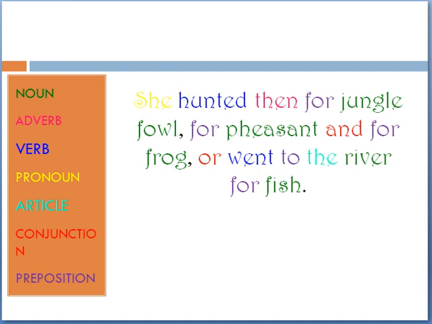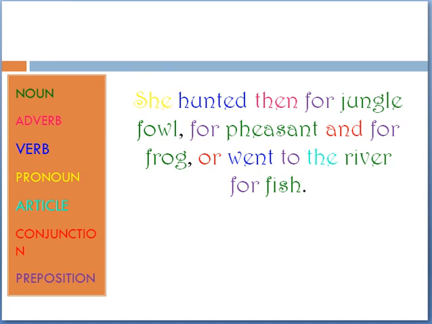And is a conjunction. It is joining the first two naming words, that is jungle fowl and pheasant, and the third naming word, that is frog. So and is a conjunction here. It is joining three different naming words of a sentence.